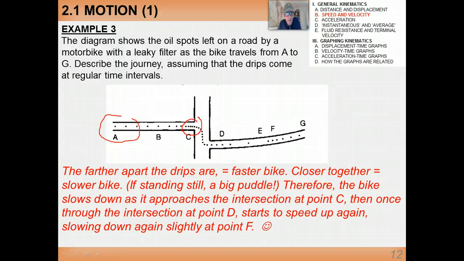Okay, its slowest point looks like it's when it's making this right-hand turn around corner C. Then it speeds up slightly and then kind of slows down again here, speeds up here, and then for some reason slows down slightly at point F. Okay, so just remember the leaky bike, the leaky oil.